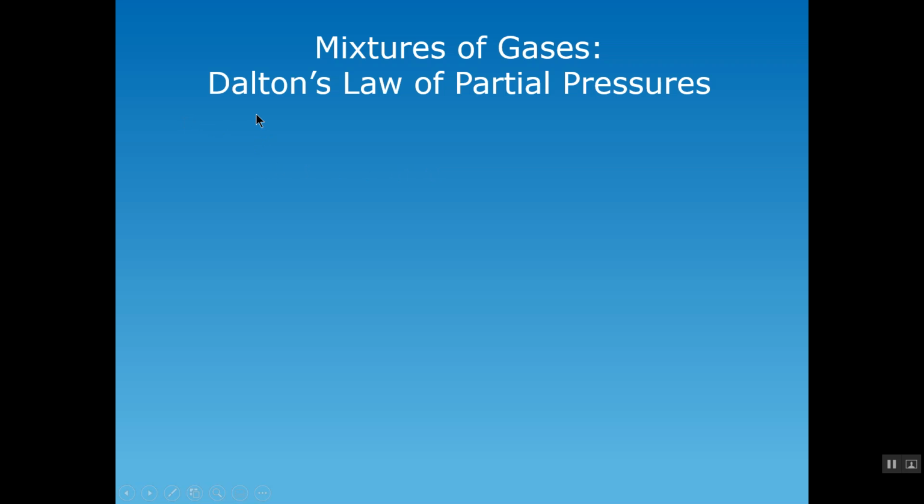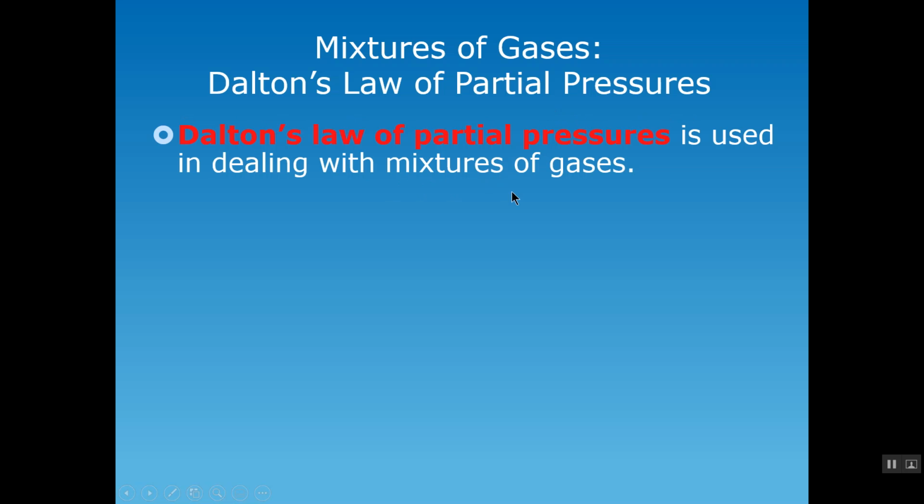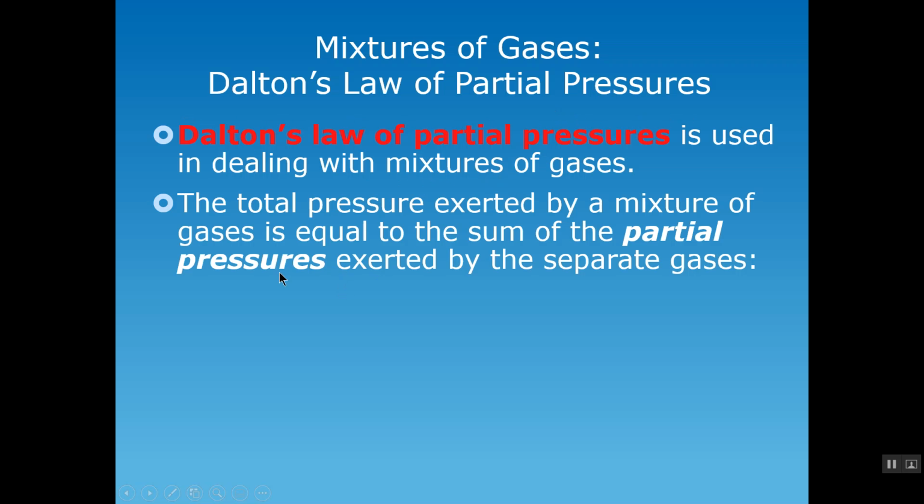So this is what Dalton's law of partial pressures is all about. It says that basically, when you have a mixture of gases, the total pressure of that mixture is equal to the sum of the partial pressures exerted by the separate gases. All right? So simply put, if you want to express it mathematically, we can express it this way. P total is equal to P1 plus P2 plus P3 plus the rest, all right? Whatever the number of gases present.